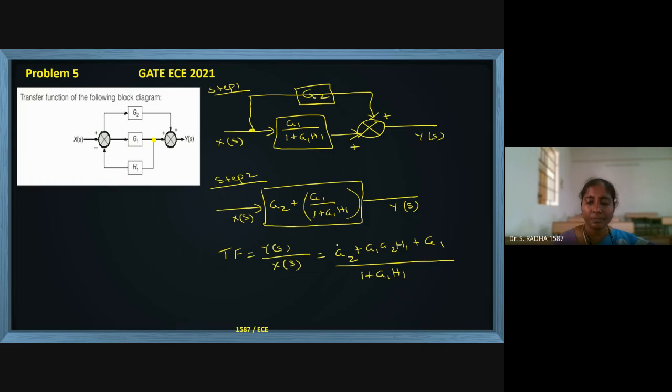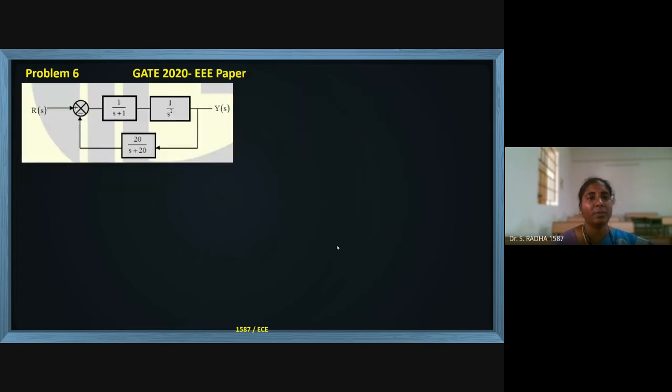Now I am going to the next problem. This is the 2020 paper. They have given find the transfer function. So step 1, very simple. Two blocks are in series. We have to multiply them. Series means multiply, parallel means addition. So these two blocks, we are making into a single block.